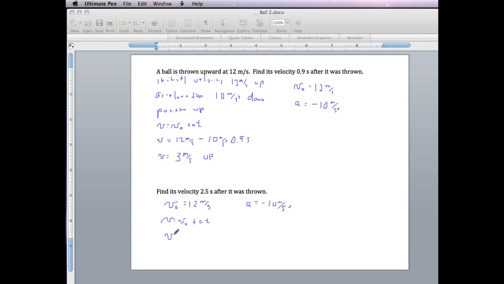Plugging in the numbers, you get 12 meters per second minus 10 meters per second squared times 2.5 seconds. When you do the calculation, you get negative 13 meters per second. The negative indicates down.